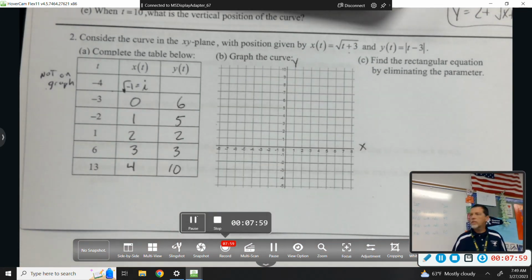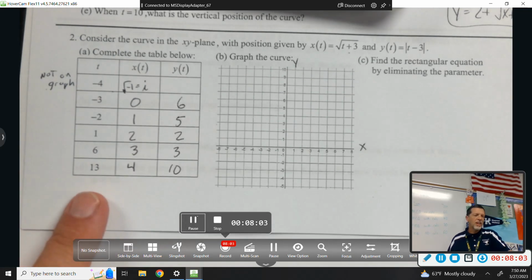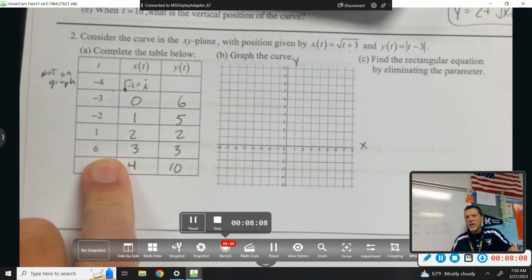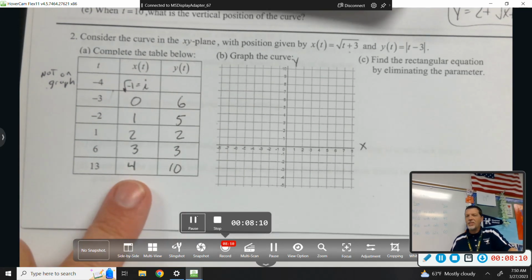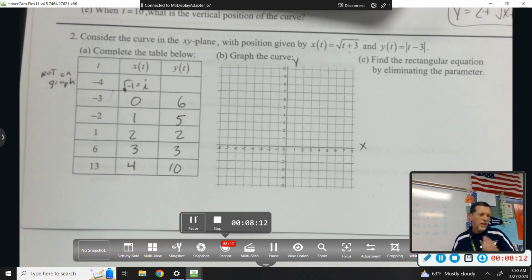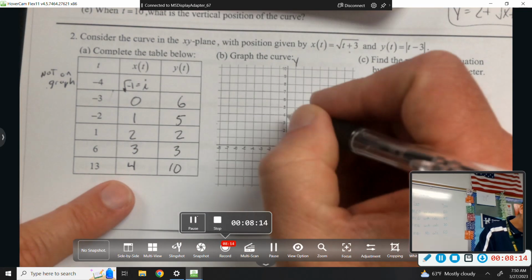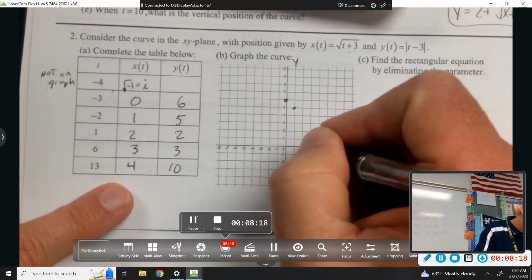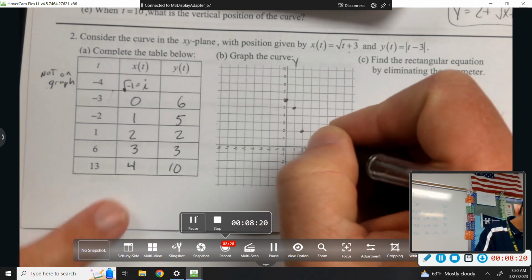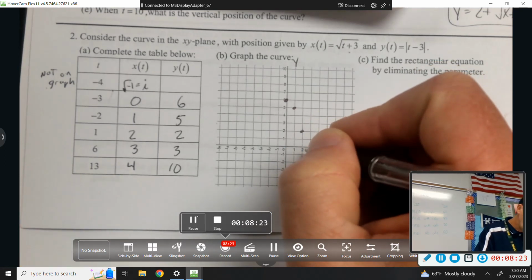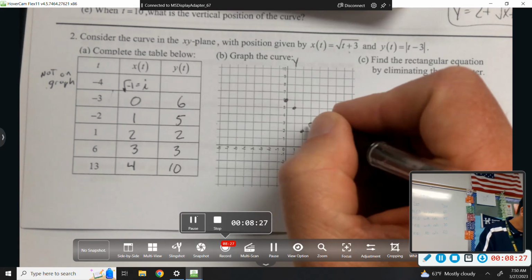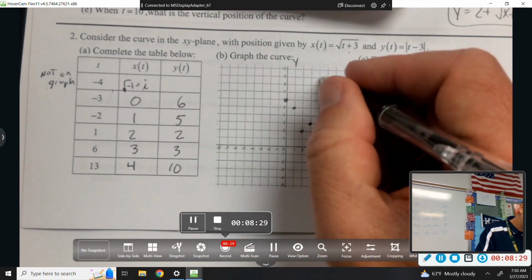Okay, so there's the table. Okay with that? Again, the t's looked weird initially, but then when you go to plug them into x, you see why those t's were picked, because it made nice integers, nice answers for the x's. So 0, 6, 1, 5, 2, 2, 3, 3, and 4, 10.